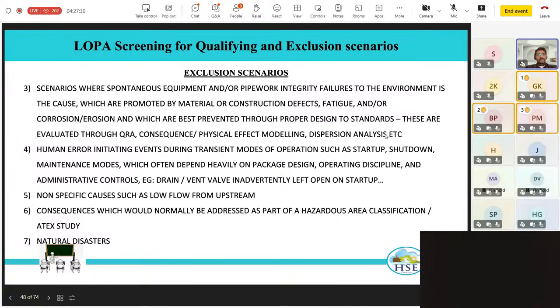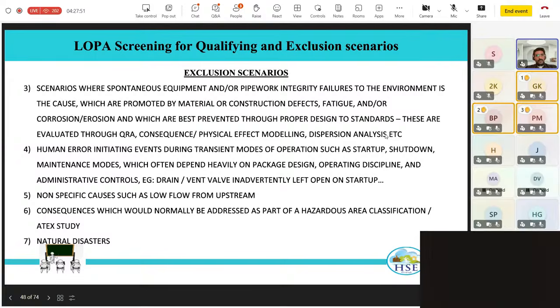Next is non-specific causes, like you need to have a specific cause for a LOPA. Many times there are instances where you have low flow from upstream or no flow from upstream. Those causes you cannot deliberate on because you don't know what the cause is upstream. So you need to have that specific cause, like a control valve stuck closed or anything of that sort. Then you can look at it as a LOPA scenario.